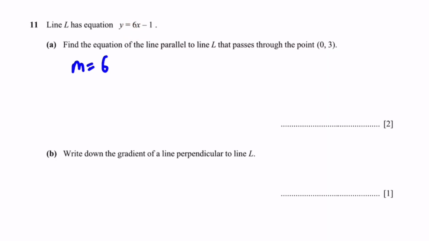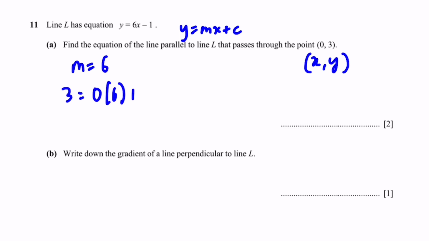And since it passes through (0, 3), we can write this as x, y. So we can substitute this into the line equation of y equals mx plus c. We have y, m, and x, and we can do that now. So 3 is equal to 0 times 6 plus c, and c is equal to 3.